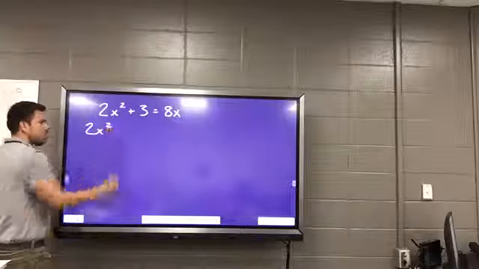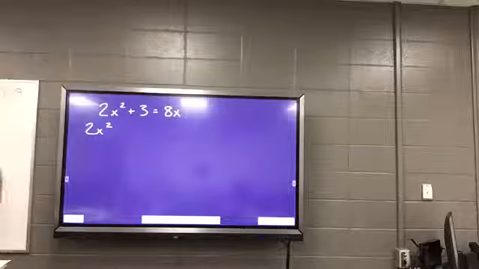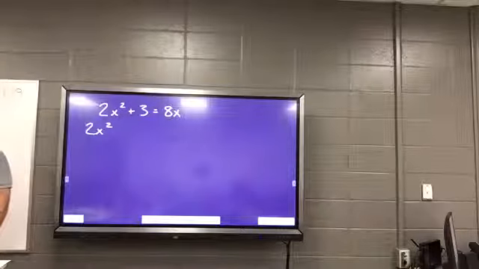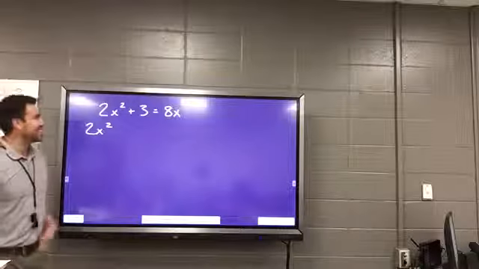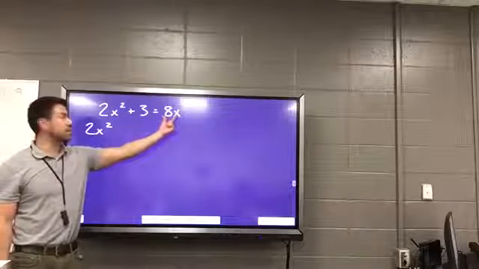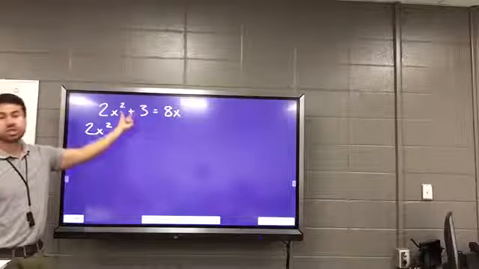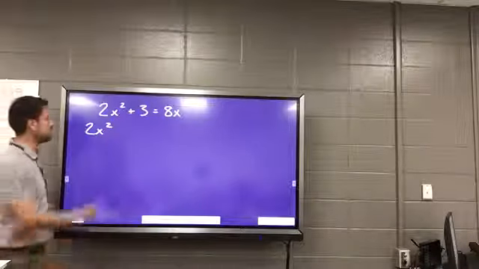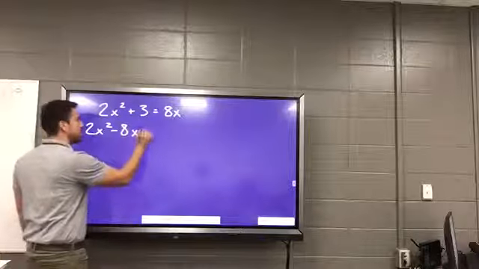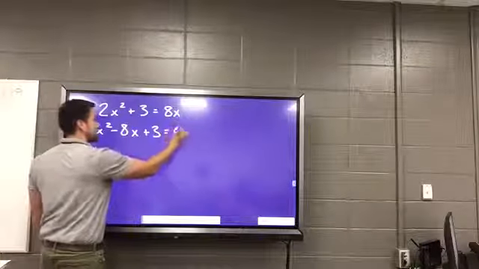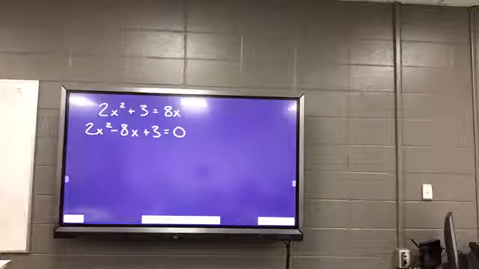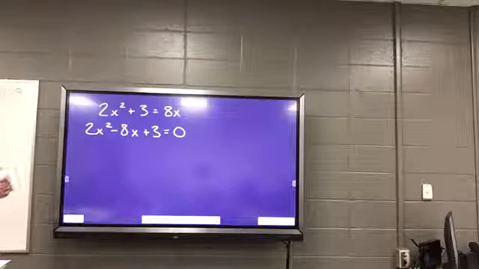And do you remember me talking to you about change side, change signs? Anyone remember? Why? So if I change the 8x and bring it over to this side, I said change its sign. So it becomes negative 8x here. And so here's my standard form. So hopefully you match up a bit. Identify your A, B, and C.